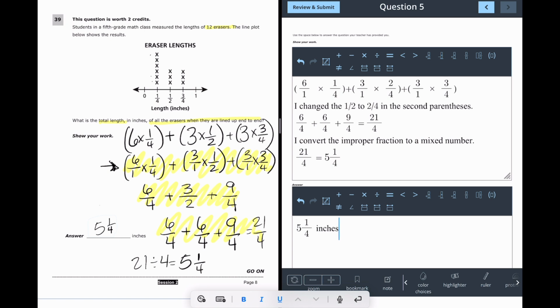Give yourself either 0, 1, or 2 points. Give yourself a point if you got 5 and 1/4 inches. So that's awesome. Give yourself a point there. If you had 21 over 4, you could still have a point there, but I would rather be cautious, because you never know who's going to be the one grading, and sometimes the question may say it has to be a mixed number. This one doesn't, so I guess you can give yourself a point if you have 21 over 4. And then give yourself another point if you showed how you got that number from the line plot.